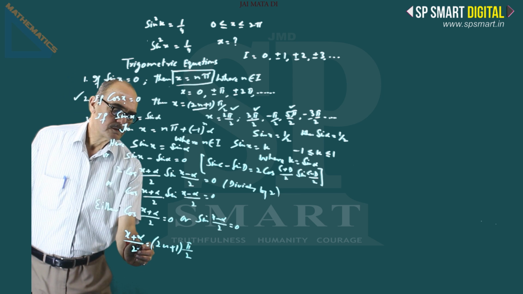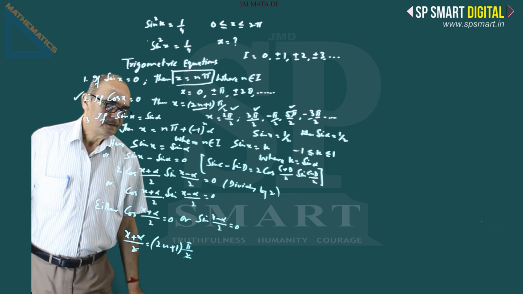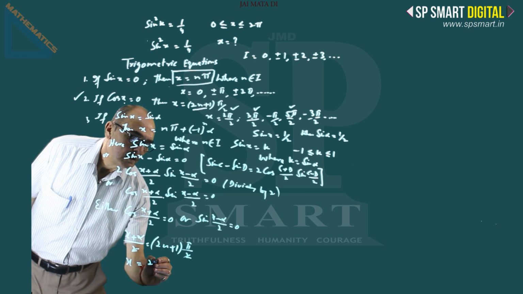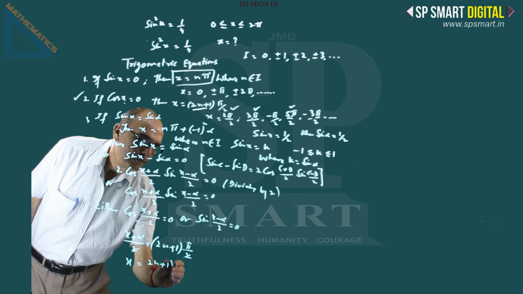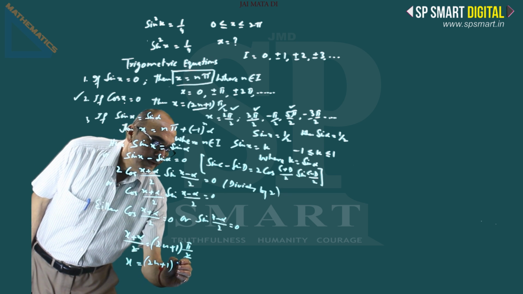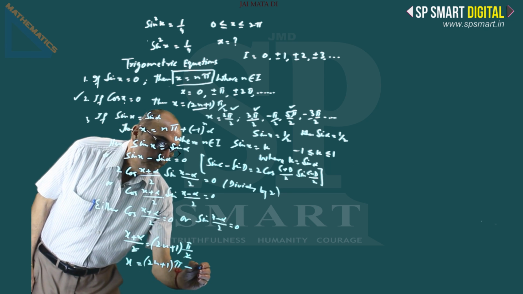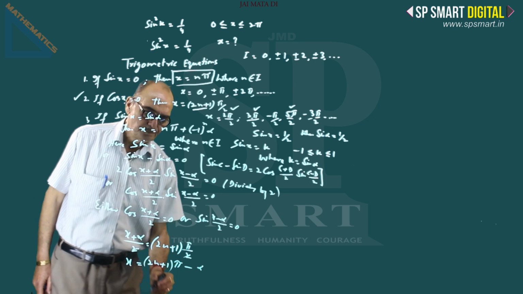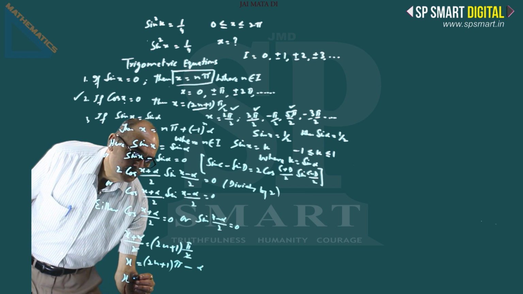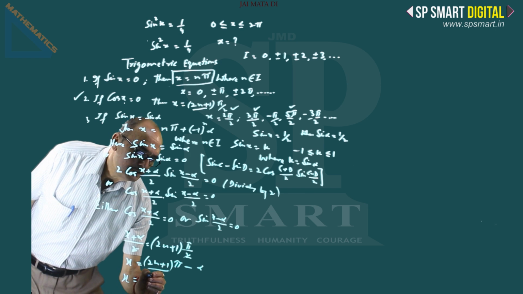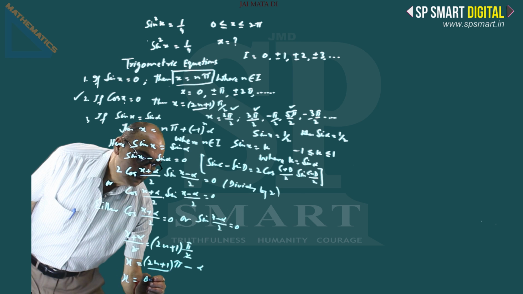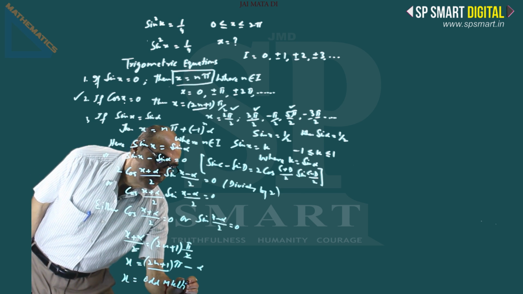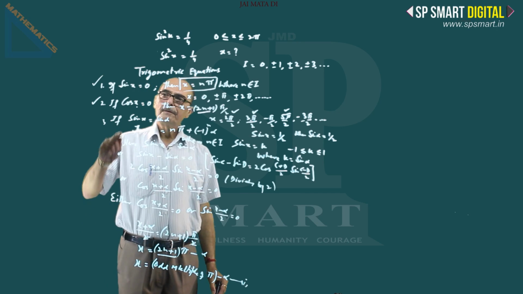This 2 cancels with this. We have x equal to (2n plus 1) pi minus alpha. Now, this I can write down as x equal to (2n plus 1), an odd multiple of pi minus alpha, using the formula here.